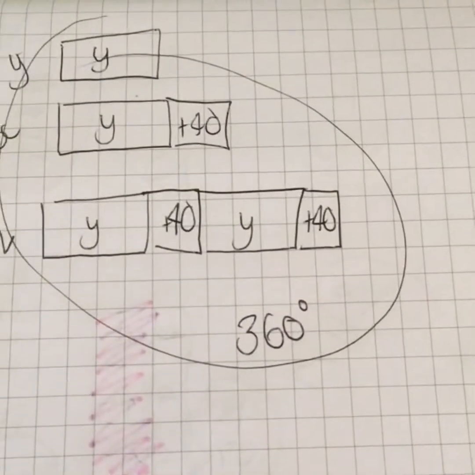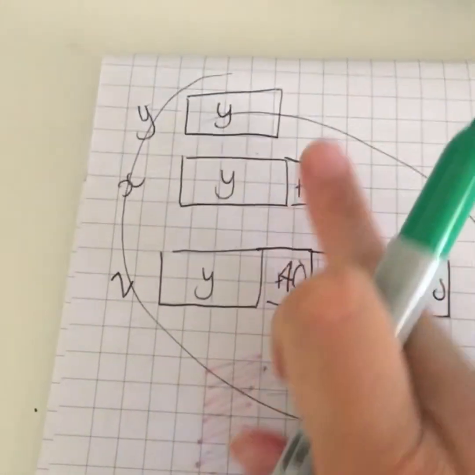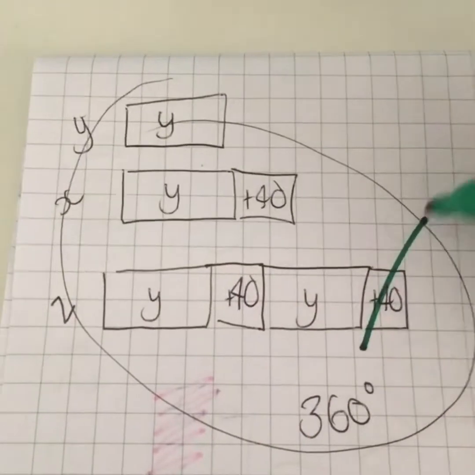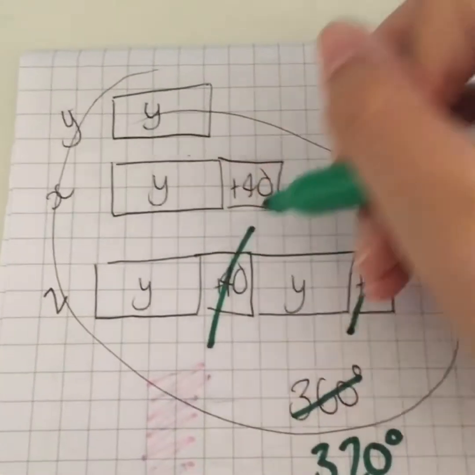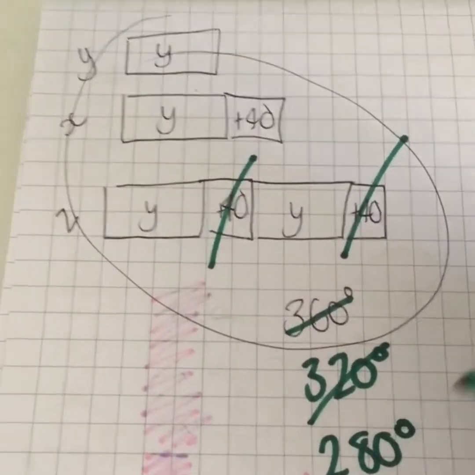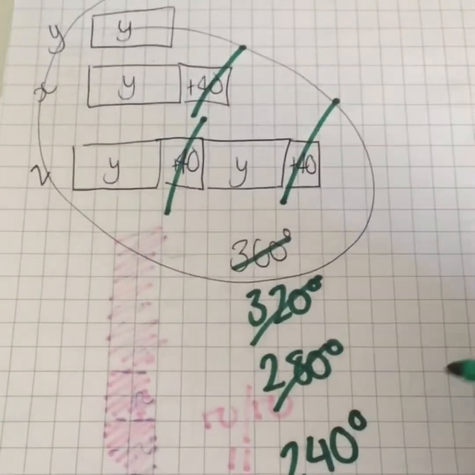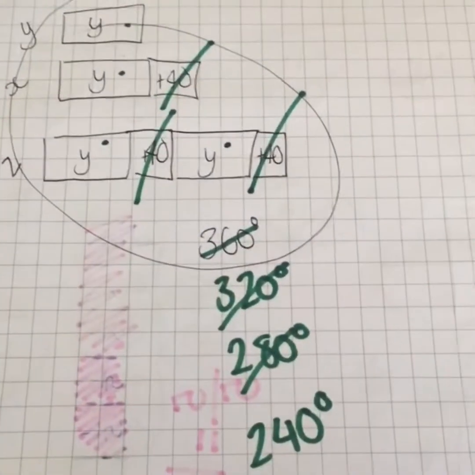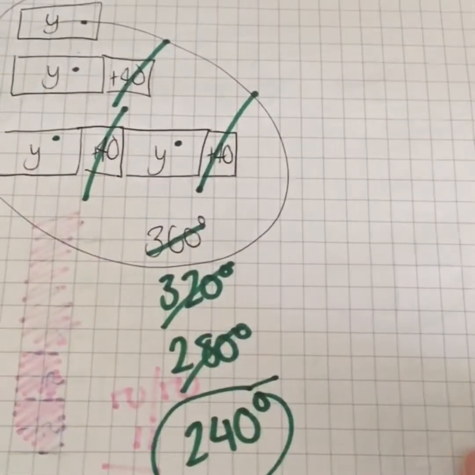So now what I'm going to do is start taking away, start covering things up so that all we're left with is the y's. So 360 degrees, I'm going to take away 40, so it's now 320 degrees. I'm going to take away another 40, so now it's 280 degrees. I'm going to take away another 40, so now it's 240 degrees. And we've now got 1, 2, 3, 4 equal pieces, 4 equal parts to share this 240 degrees between.